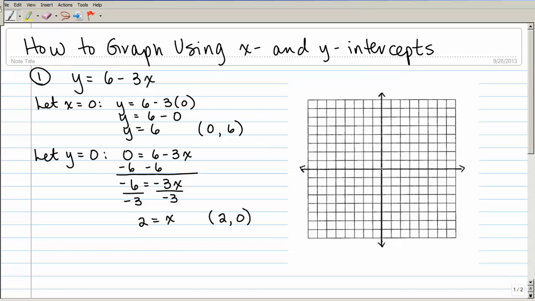Now let's plot those 2 points. 0, 6, my x is 0, but I have to go up 6 on the y-axis, and I'll put a point right there. My x-intercept is 2, so that's the point 2, 0. So I go 2 on the x-axis, put a point there, and then connect those dots. And that's the line y equals 6 minus 3x, graphed using x and y intercepts. Let's take a look at another example.